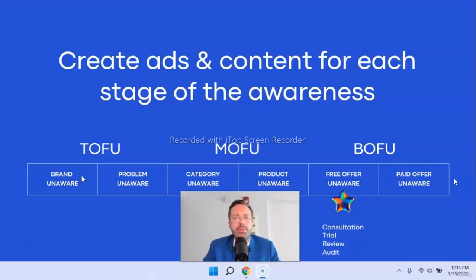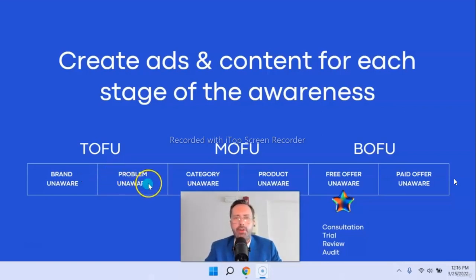A good example of this would be something like Loom. I was looking for screen capture software recently, and I saw Loom. I didn't really know what they did, but I recognized the logo, and I said, oh, okay, well, I'll try that out. I recognize the name. Okay, so that's brand unaware, people that don't know your name, they don't know your logo, etc.